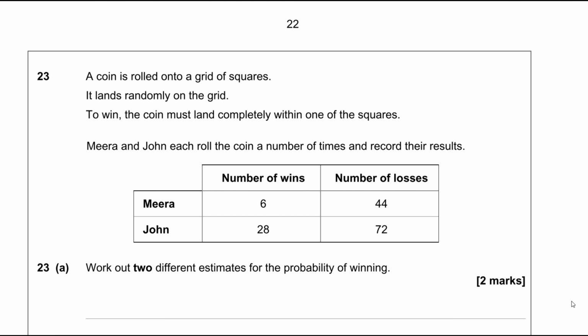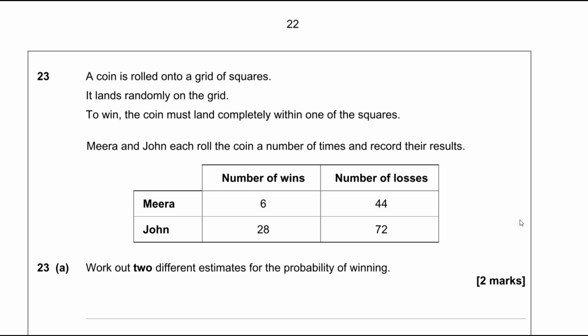Now question 23. A coin is rolled onto a grid of squares. It lands randomly on the grid. To win, the coin must land completely within one of the squares. Mira and John each roll the coin a number of times and record their results. So this is Mira, this is John, the number of wins and number of losses. Work out two different estimates for the probability of winning.